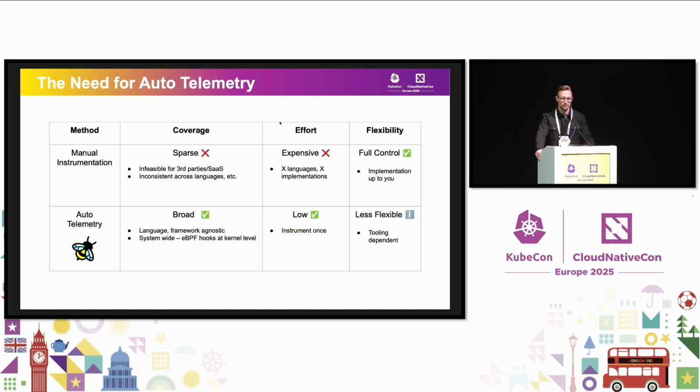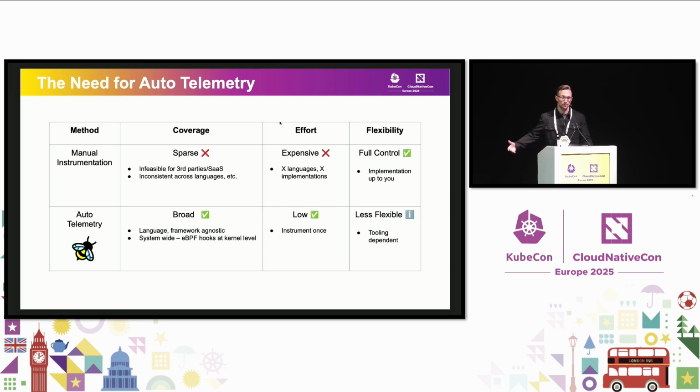Moving on to effort, as we mentioned, the manual instrumentation is expensive. If you have X number of languages, you also have to instrument that X number of times. With eBPF, the instrumentation cost goes down dramatically because hooking into the kernel, you instrument it once, and it's already available. And the final thing is flexibility.